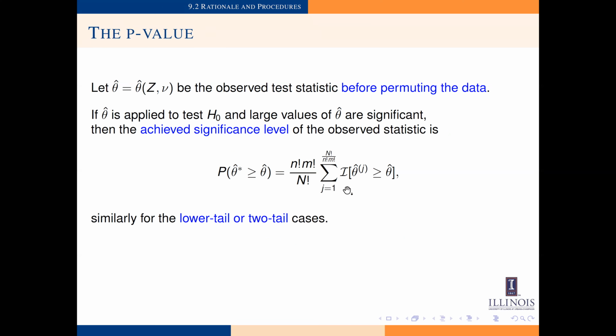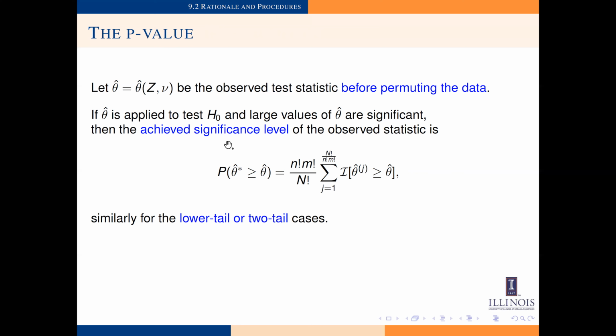It tells us that under the null distribution, how likely is it for us to observe a theta hat star as extreme or more extreme, or larger than or equal to the observed theta hat. So this formula is for the case where we are doing a one-sided test, when large values of theta hat are considered significant. You can generalize the idea, and it's going to be quite similar if you want to test the lower tail or the two-tail cases.